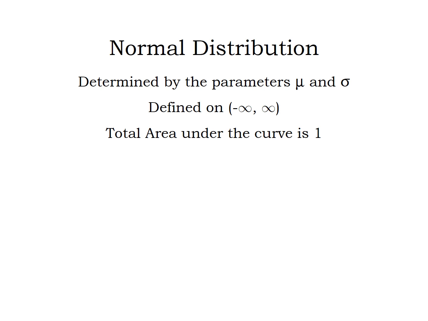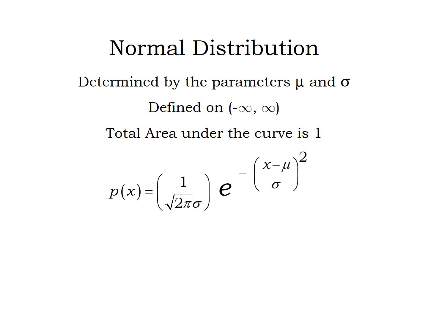Now, like we said before, every continuous population is defined by its specific equation, by its probability density function, and that's the same thing for normal distributions. Here is the equation for a normal distribution. Now, it looks really bad.